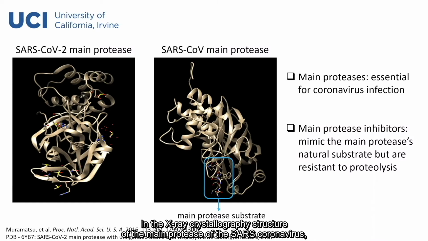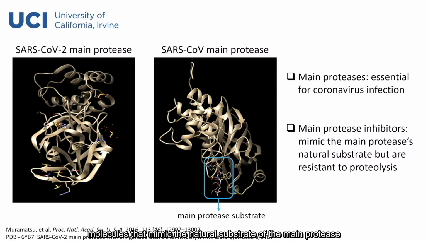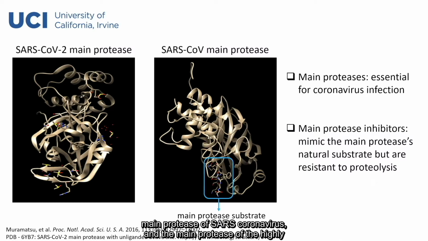In the X-ray crystallographic structure of the Mpro of the SARS-CoV, a peptide substrate binds to the active site of the Mpro. So if we can design molecules that mimic the natural substrate of the Mpro, but are resistant to proteolysis, maybe those molecules will block the Mpro of SARS-CoV and the Mpro of the highly homologous SARS-CoV-2.